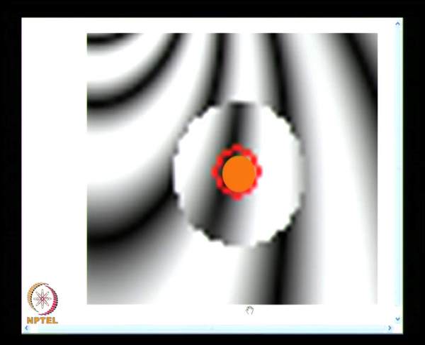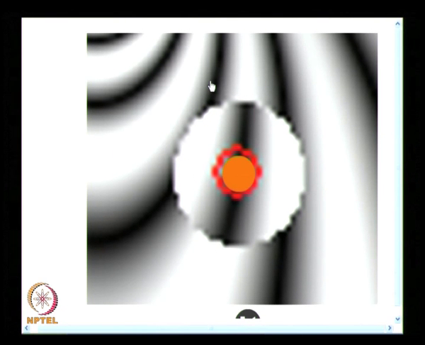Are you able to see? When I do the compensation, here which fringe order has moved to the point of interest? Higher fringe order has moved to the point of interest, and I see a fringe here. Do these branches have any physical interpretation? They do not have any physical interpretation.